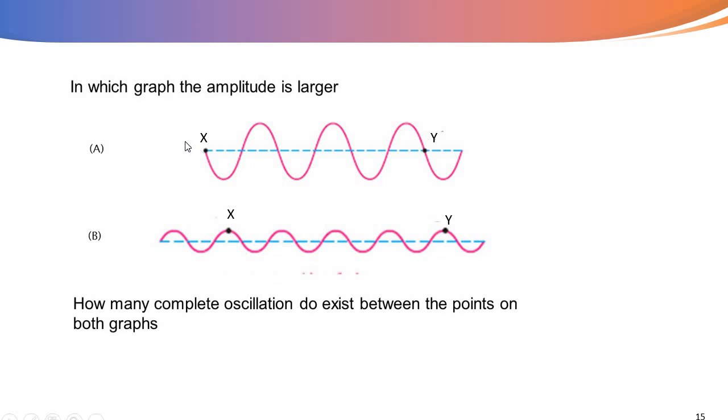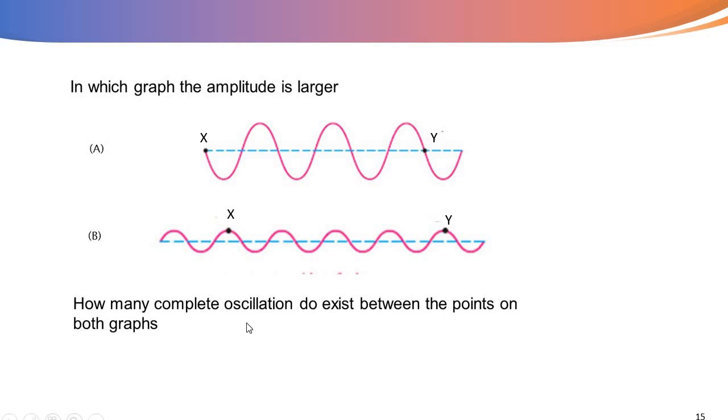Exercise. In which graph is the amplitude larger? Graph A or graph B? The amplitude of curve A is larger than the amplitude of curve B. From here to here is 1 amplitude. But in B, from this point to this point is 1 amplitude.